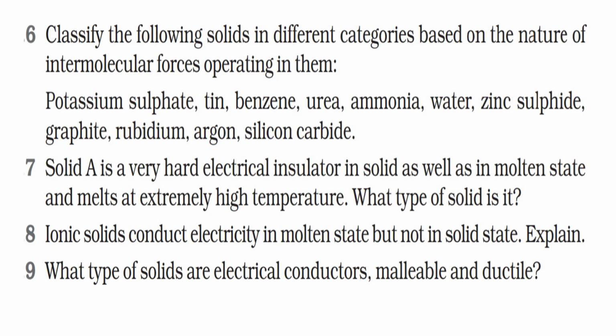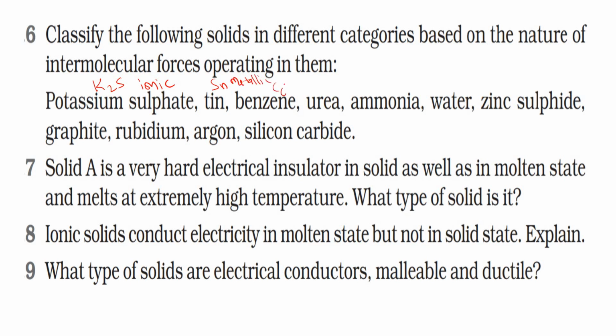Unevenly they can cleave here. Next, classify the following solids into different categories based on the nature of intermolecular forces. The first one is potassium sulfate, K2SO4, which is ionic in nature, an ionic solid. Tin is a metal, so metallic solid it is.